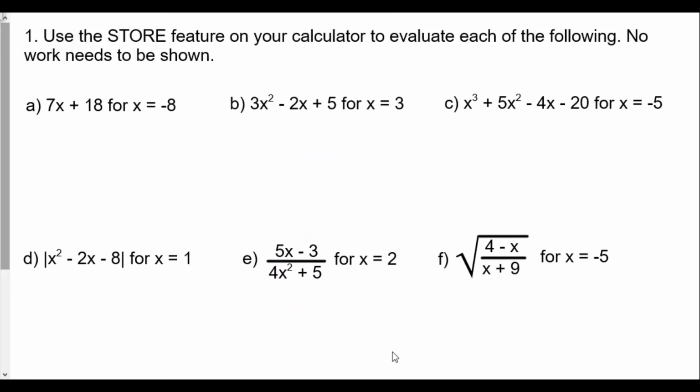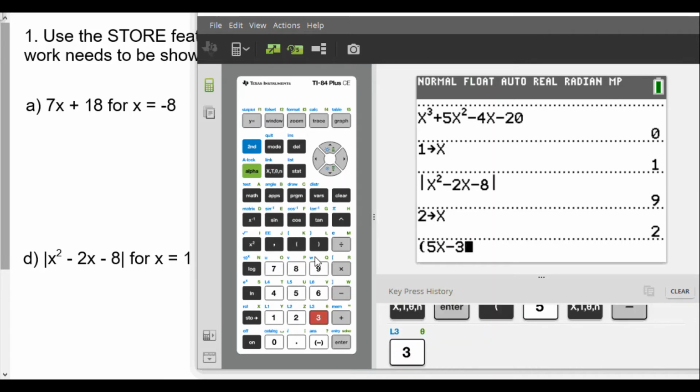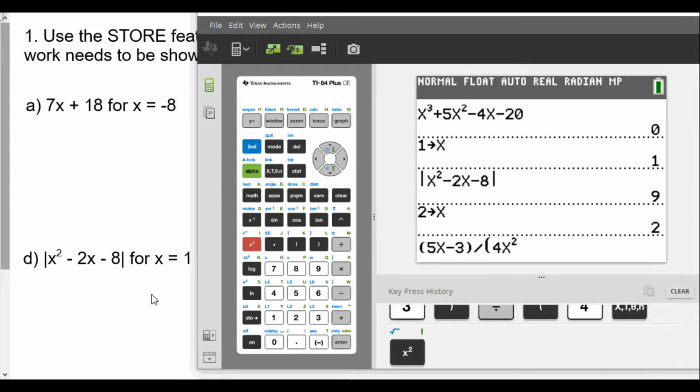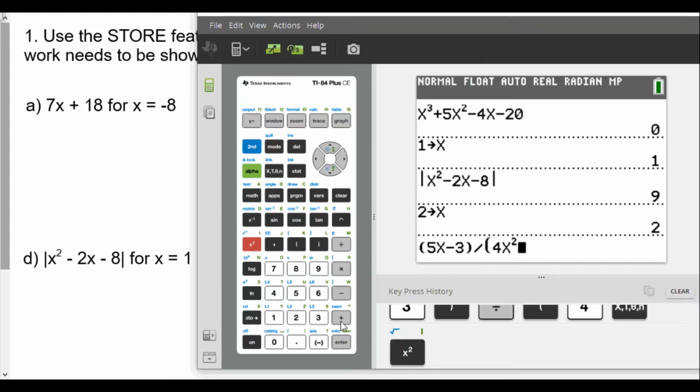So 5x minus 3. Now to do this, I'm going to use parentheses: 5x minus 3, close that parenthesis. Then divide by, open parenthesis, 4x squared, plus 5, and close parentheses again. The reason I close parentheses is to make sure the calculator does the work inside parentheses first and then divides.